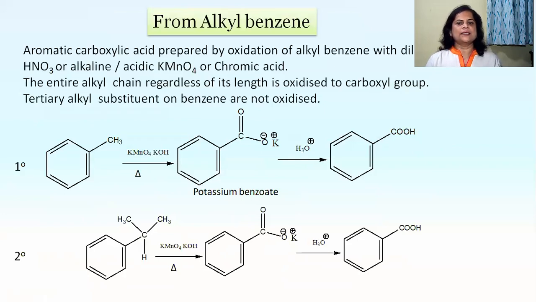From alkyl benzene, we are going to prepare carboxylic acids. Mainly the carboxylic acids in the form of aromatic structure, means aromatic carboxylic acids, they are prepared by the oxidation of alkyl benzene with dilute nitric acid or alkaline or acidic potassium permanganate or chromic acid. Means these are oxidizing agents, and when the alkyl benzenes react with these oxidizing agents, they form the respective acids.